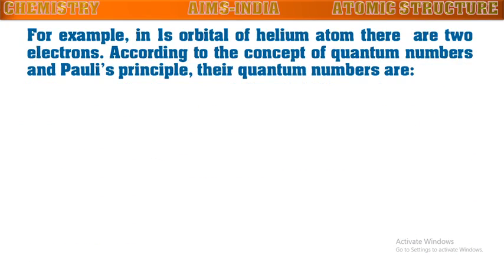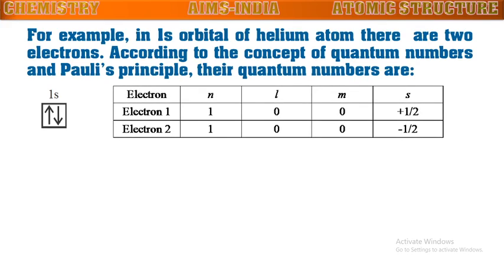For example, in the 1s orbital of a helium atom, there are 2 electrons. According to the concept of quantum numbers and Pauli's principle, their quantum numbers are written so. Let us consider this is a 1s orbital of helium. It has 2 electrons. If you write the quantum numbers for these 2 electrons, the first electron gets n value 1, l value 0, magnetic quantum number m value also 0, and spin quantum number plus half. Whereas for the second electron, these values are there.